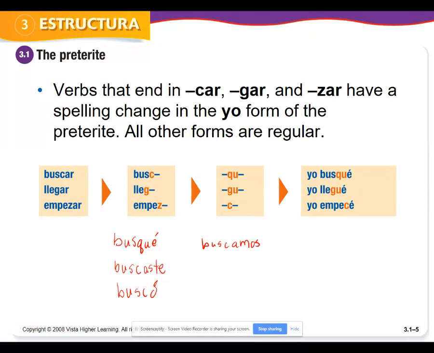And so on. All right, just notice that this is literally only happening in the yo form, where that C is going to a QU. Same thing with llegar. Yo llegué. Tú llegaste. You're going to go back to having that normal ending:aste, ó con acento, amos, asteis, aron. All right, notice that we have this verb empezar.